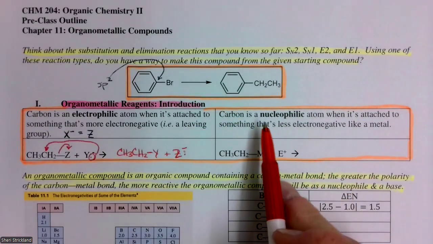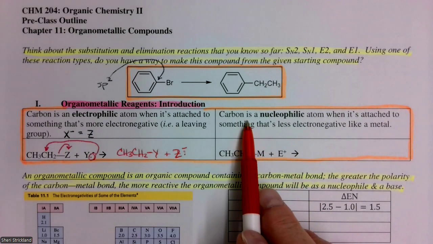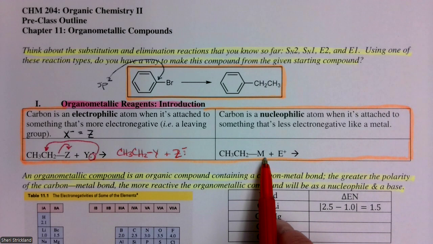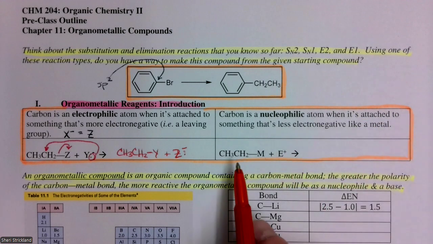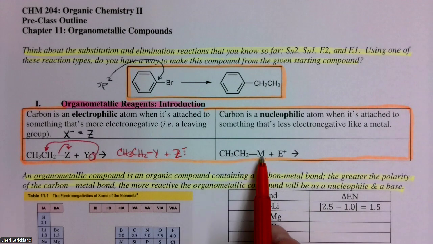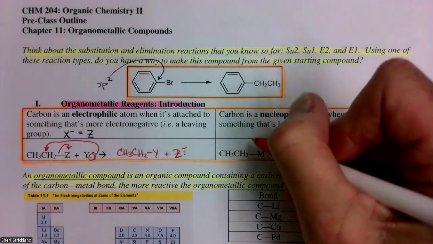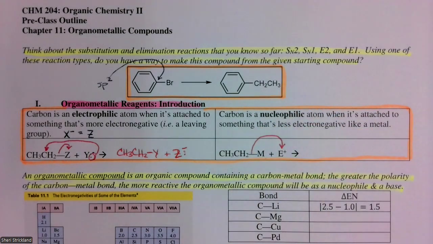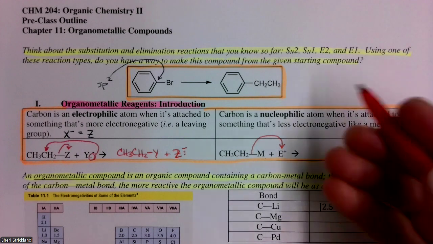But if you have a situation where carbon is attached to something that's less electronegative, like a metal, then it's going to be nucleophilic because then the greater electronegativity is here rather than there. And so now you've got sort of an opposite situation. And the products look like this.